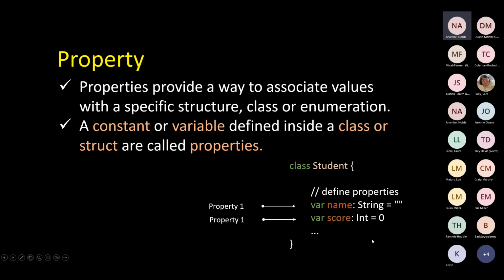So what this says is properties provide these two, name and score. All of this provides a way to associate these values with this class. Notice that this is a class, open bracket, close bracket, and within it we've defined the properties. So properties create a way to associate these values to this class. That's the point I was trying to make.